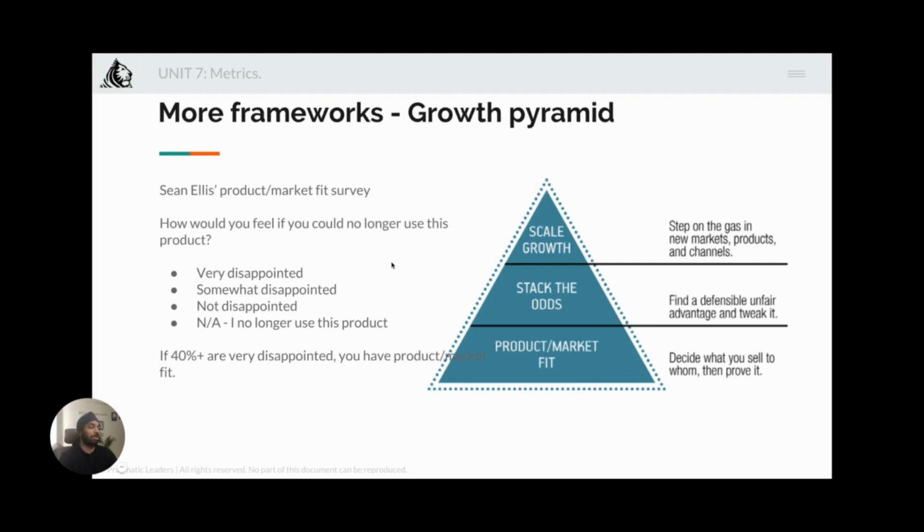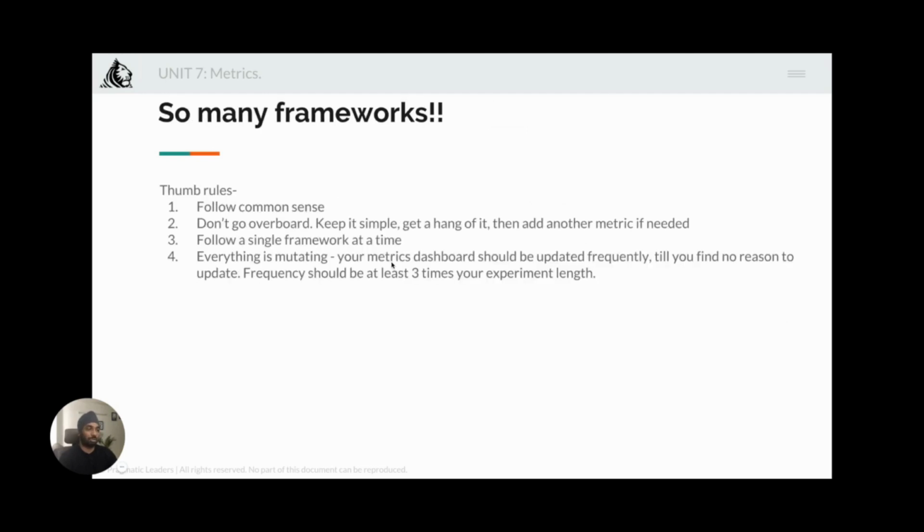I just thought this needed to be mentioned. So many frameworks, and what do you do? Very simple: follow common sense, as you would have discovered in the examples I was giving. If you go the logical path of goals, signal, and metric, and you keep the three A's of metrics, which are actionable, accessible, and auditable, the chances of you failing or producing a poor metric are going to be very, very low.